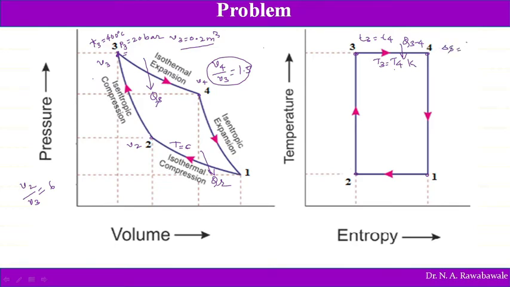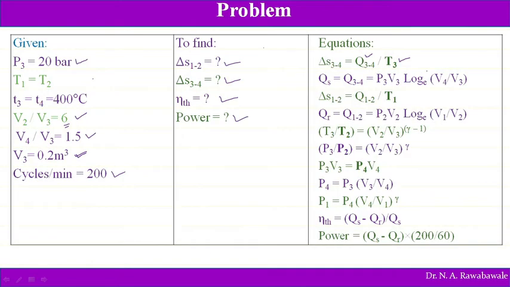Change in entropy is equal to Q34 divided by T3 or T4. It is one and the same. Then to find out the heat transfer during process 3 to 4, Q34 is equal to P3 V3 log to the base e of V4 divided by V3. So this is one formula which can be used to find out the heat supplied.